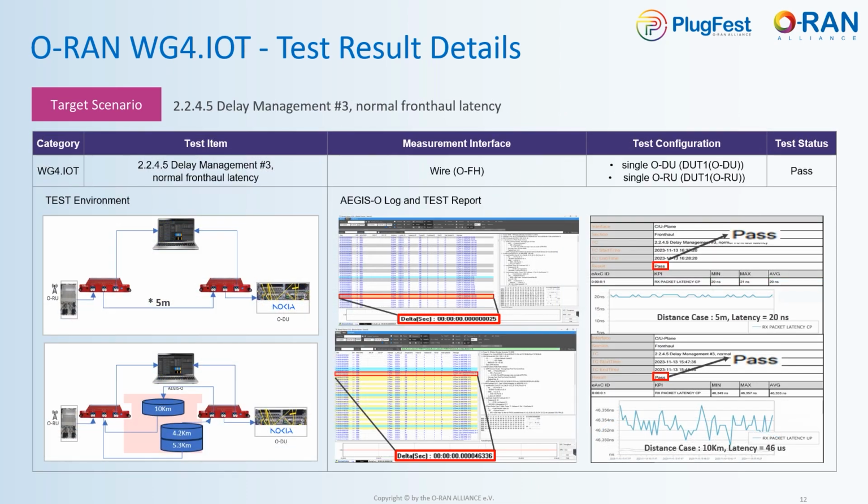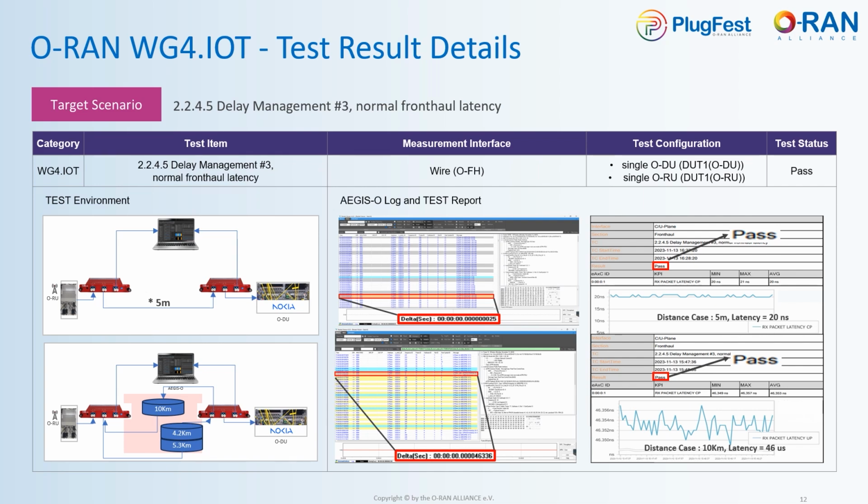The last test item I'd like to show you is the delay management of a CU plane. Since AGSO cannot measure the time between RU and antenna, the latency of packets between RU and DU was measured. As you can see in the picture on the left, 2 taps were installed between RU and DU.